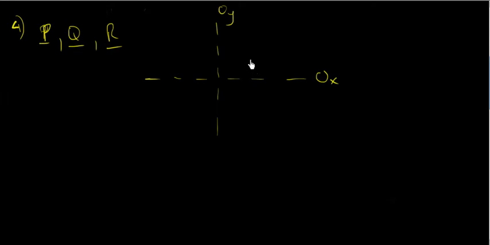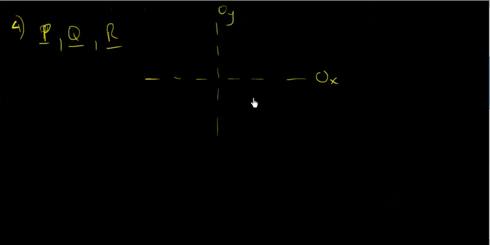Now calculate the magnitude of the resultant force. This is the first quadrant here, by the way. Calculate the magnitude of the resultant force and the angle it makes with OX when these 3 forces are acting. So let's see what they throw at us. Let's do this part.